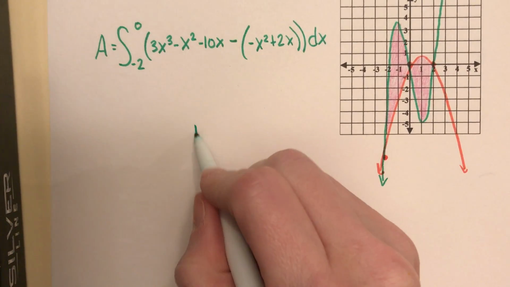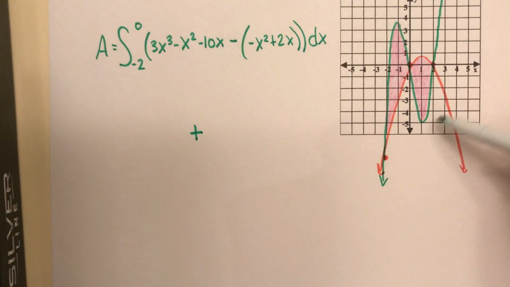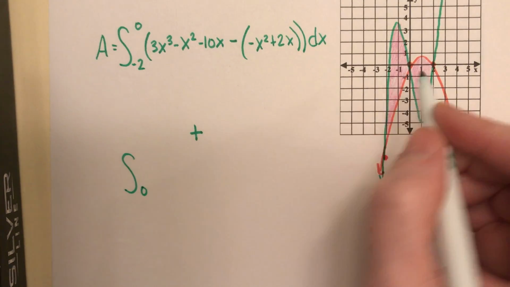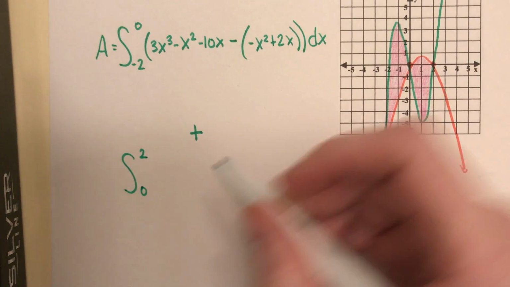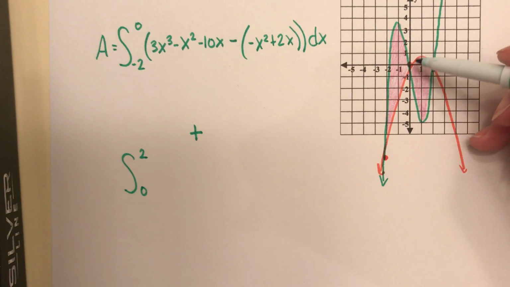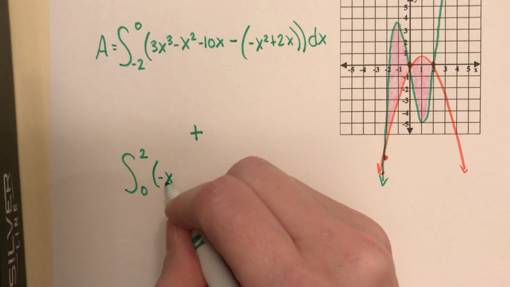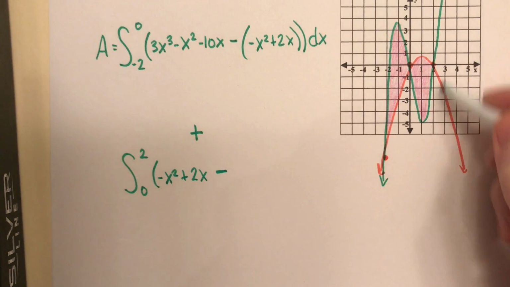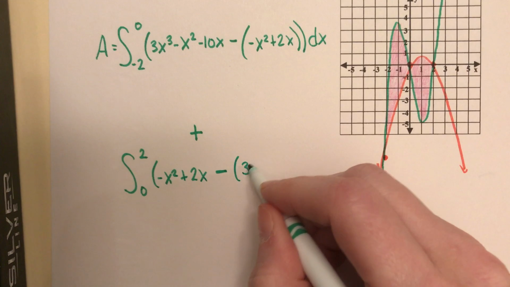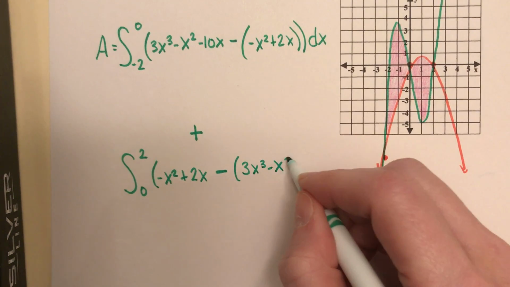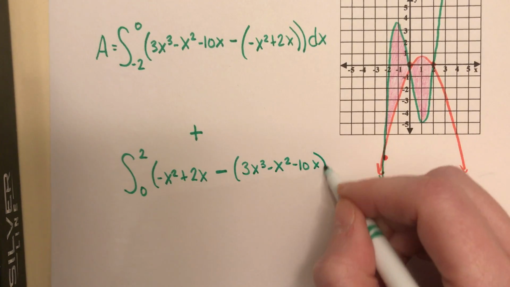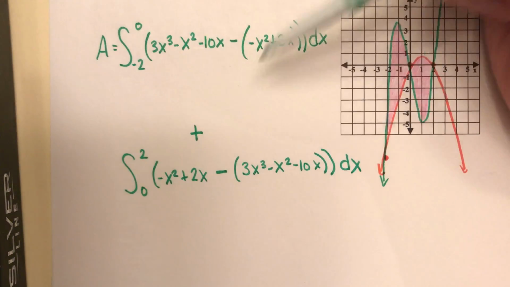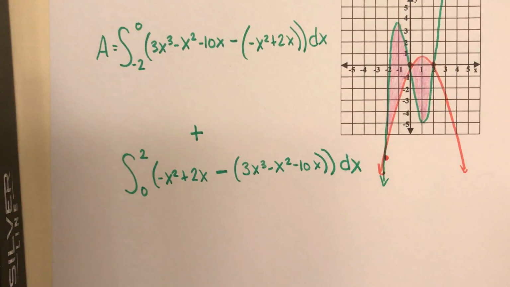Okay, then I'm going to add the second shaded region. So that one goes from 0 to 2, and they switch places. Now the red graph's on top, so the -x squared plus 2x minus the green graph on the bottom, 3x cubed minus x squared minus 10x, dx. So I'm going to find this area and then add them up.